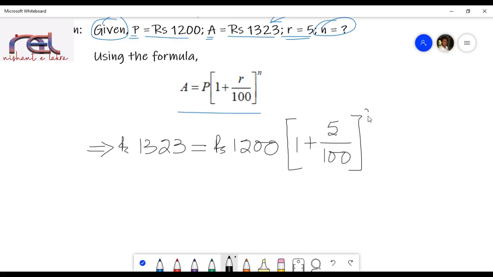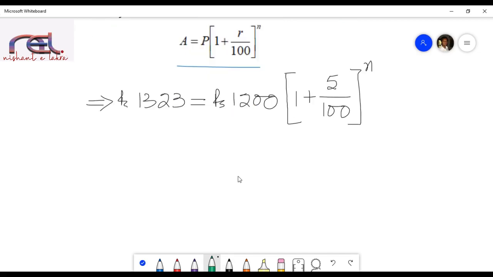So n is what we have to find. We have the values for all the others, amount, principal and rate, but we have to find the value of n. Okay, let us solve 1 plus 5 by 100. Let's see how much we will be getting.